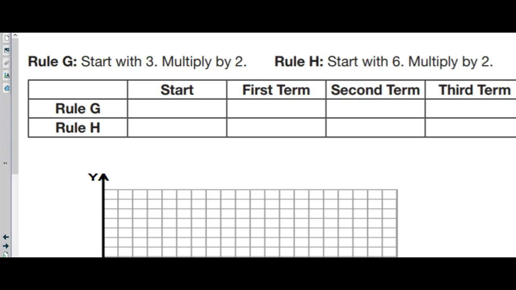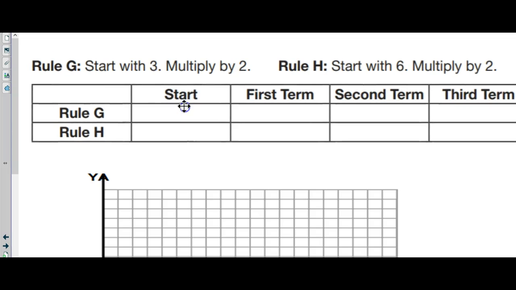So we're going to start with 3 for rule G, and we're going to multiply by 2. So times 2 is 6, then 12, then 24. Rule H says start with 6 and multiply by 2. So that's 12, 24, and 48. Now, we're not going to graph this one. We're just going to talk about a relationship. So we have to look at rule G to rule H.